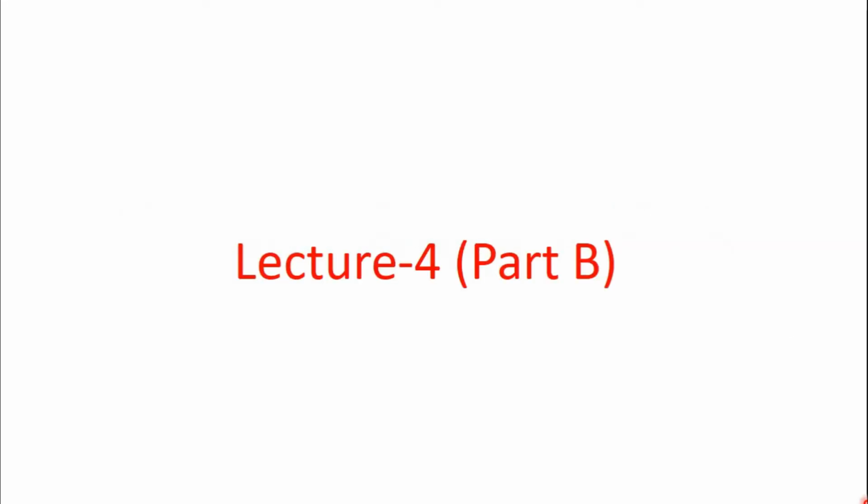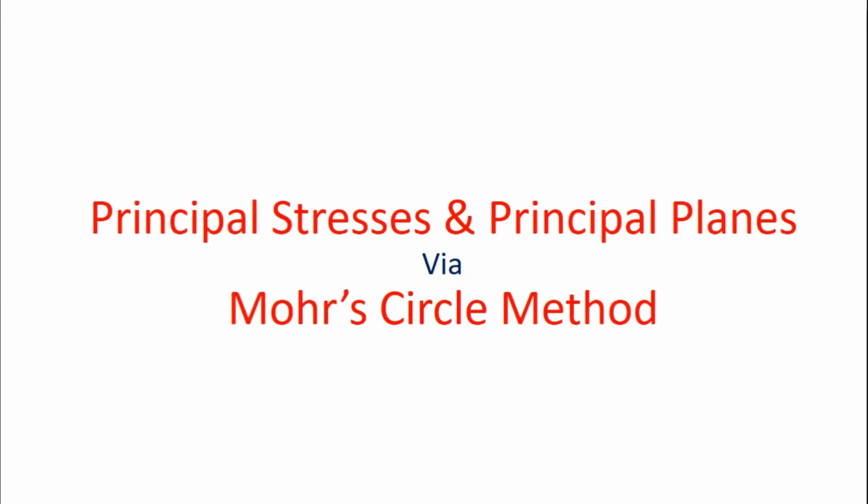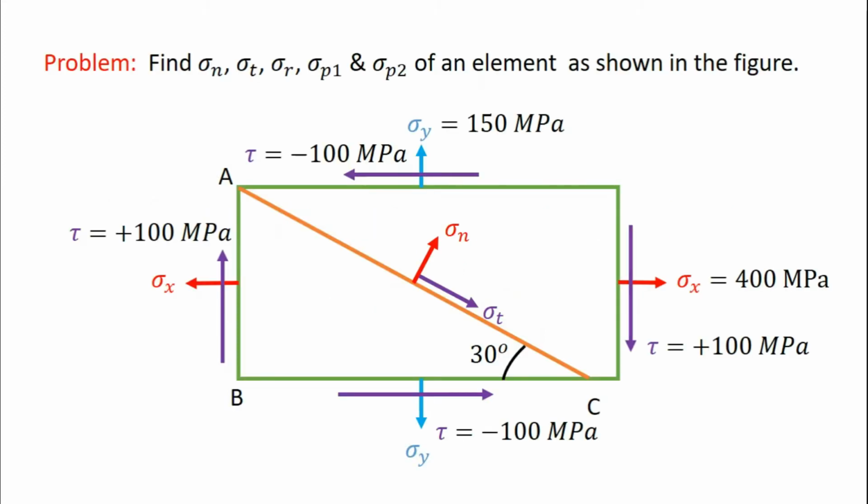Hello viewers and students, this is lecture 4, part B, and in this lecture we are going to discuss principal stresses and principal planes with the help of Mohr's circle method. Now in this lecture we will deal with one real numerical, and we have to find sigma n, sigma t, sigma r, sigma p1 and sigma p2 of an element as shown in the figure.